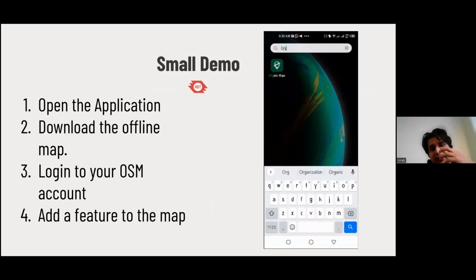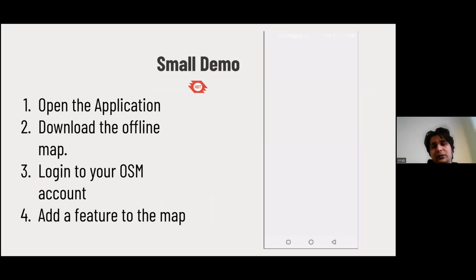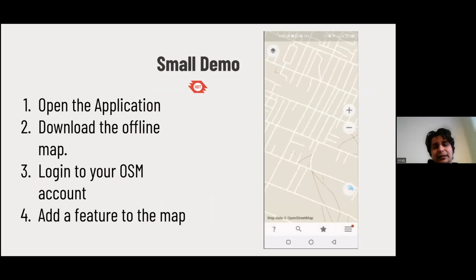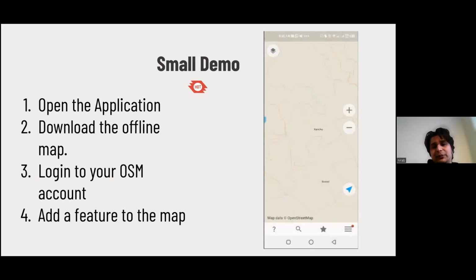So here, let's see how you can map a feature in OpenStreetMap. Again, there is a small demo showing how we can map. Once you are in the field, you can see your location. The blue arrow is showing your location, and you can browse this offline without any internet connection.